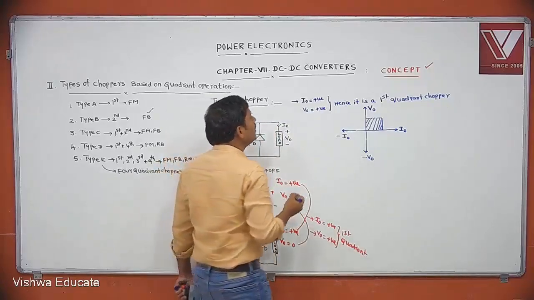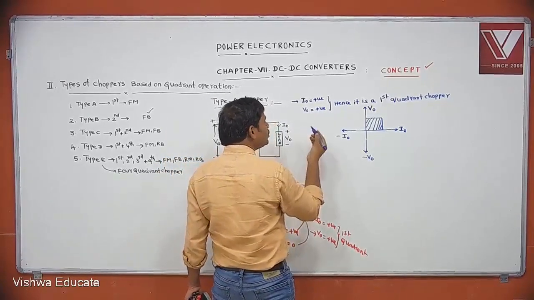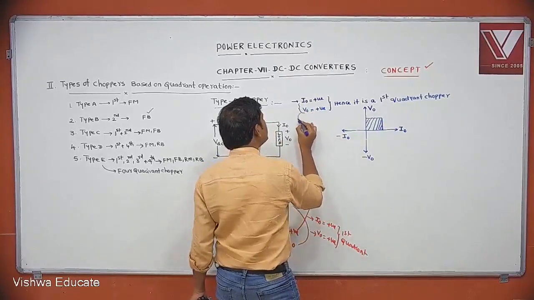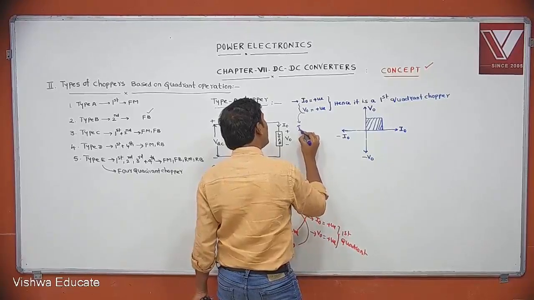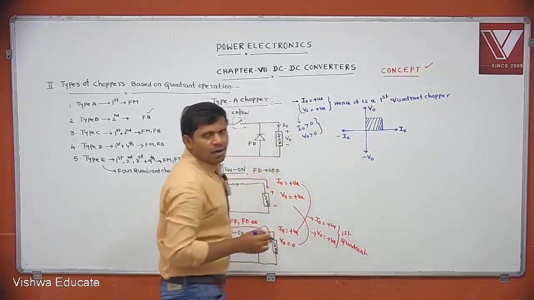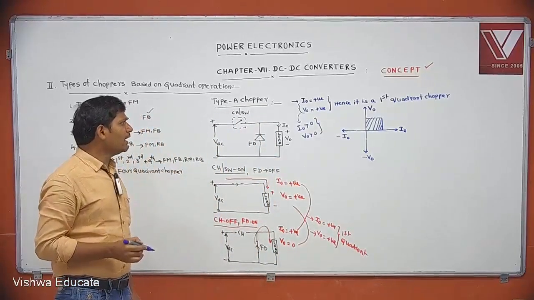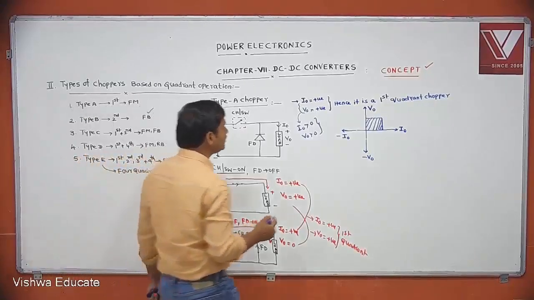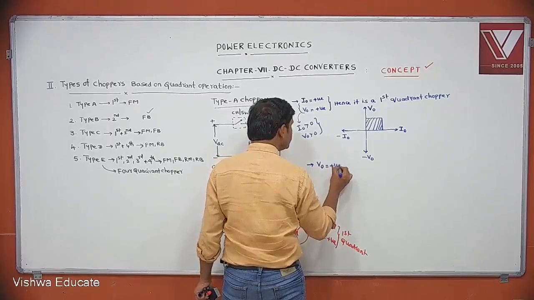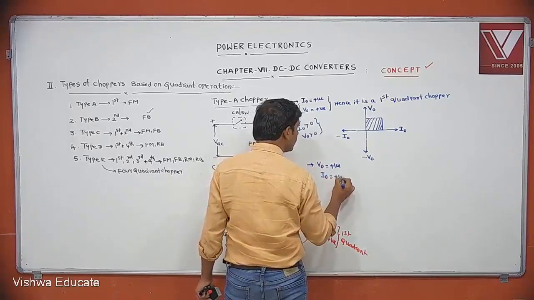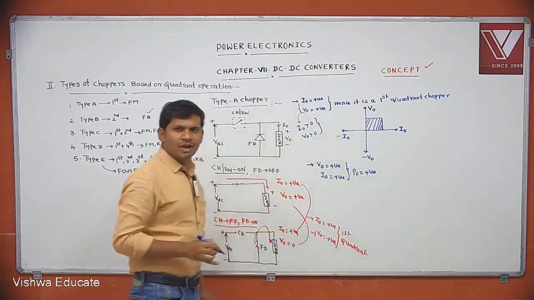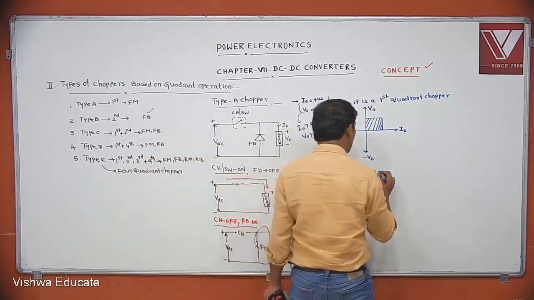That means in a type A chopper, V naught is positive and I naught is positive. Always I naught is greater than 0, V naught is greater than 0. That's the meaning. One more point, all these points are important. V naught positive, I naught positive. What is the power? Output power is positive. Positive power means conventional power direction. Power is delivered from source to load.